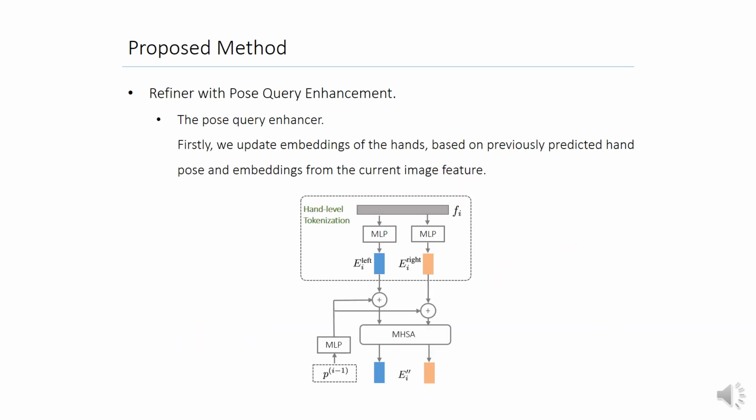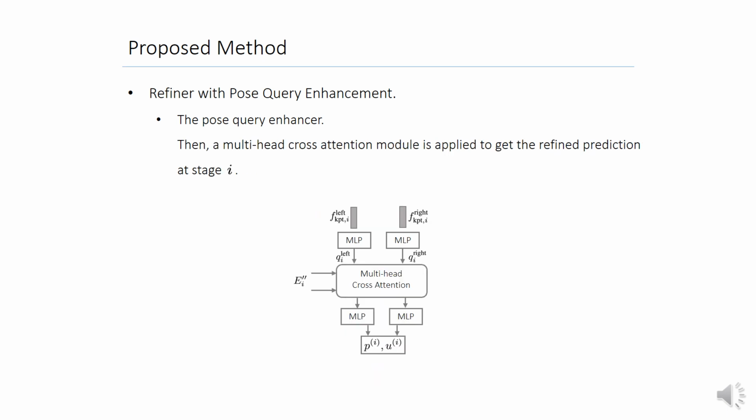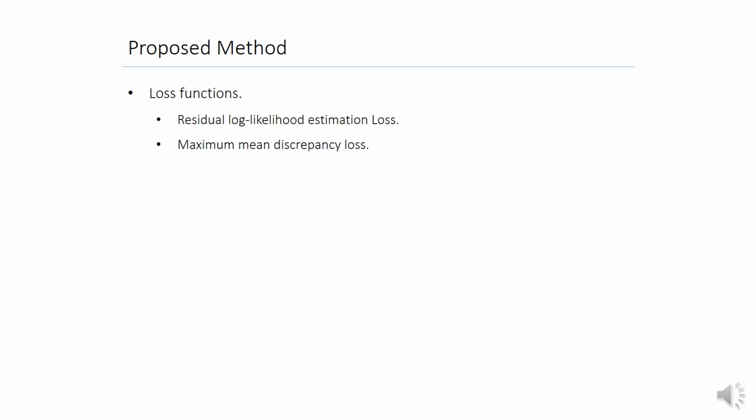For the pose query enhancer, firstly, we update the embeddings of the hands based on the previously predicted hand pose and embeddings from the current image feature. Then, a multi-head cross-attention model is applied to get a refined prediction at stage i. We perform this refining process iteratively 3 times. At each stage, the residual log likelihood estimation loss is applied along with the normalizing flow model. Meanwhile, a maximum mean discrepancy loss is added to the coarse predictor to accelerate convergence.